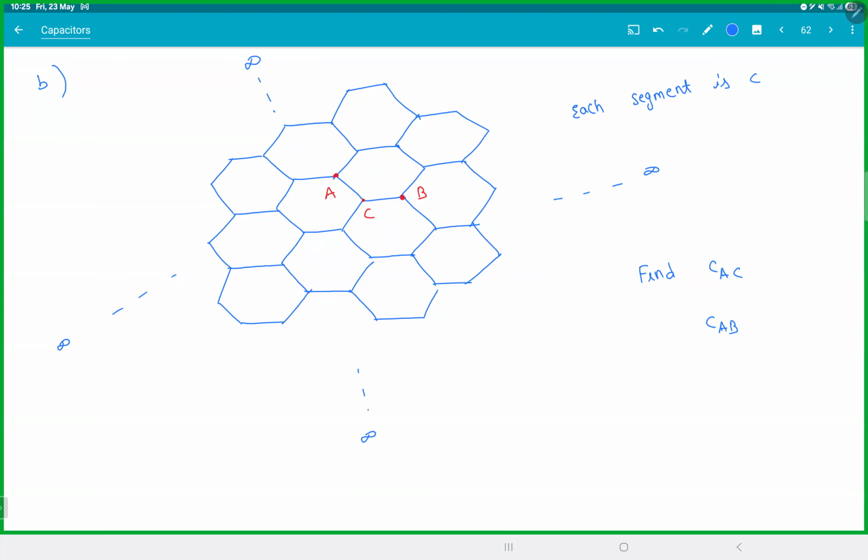I think that looks like everything. Everyone, find AB also. I don't remember the answer. I need to check. Okay. Most people are getting 3C by 2, I guess, for the first one.